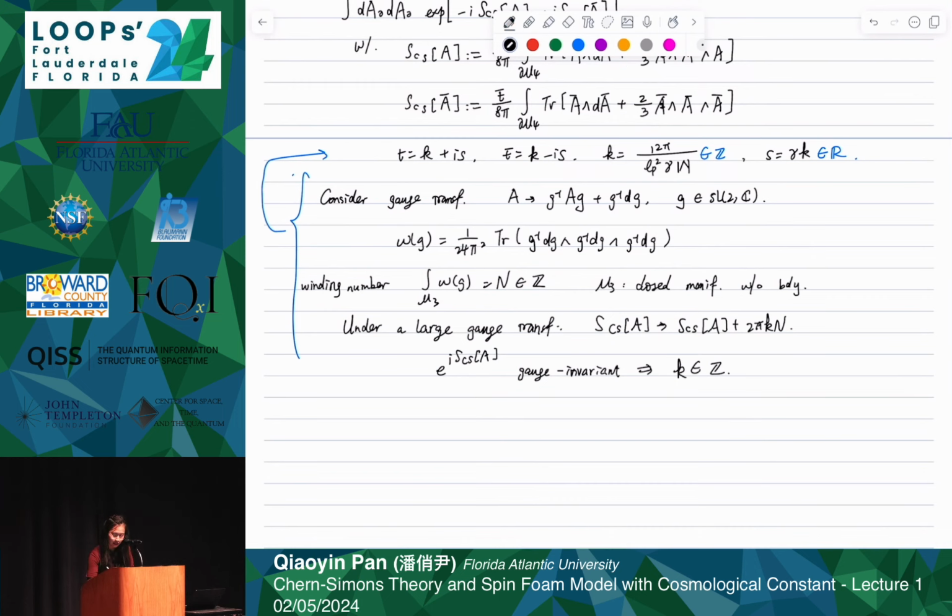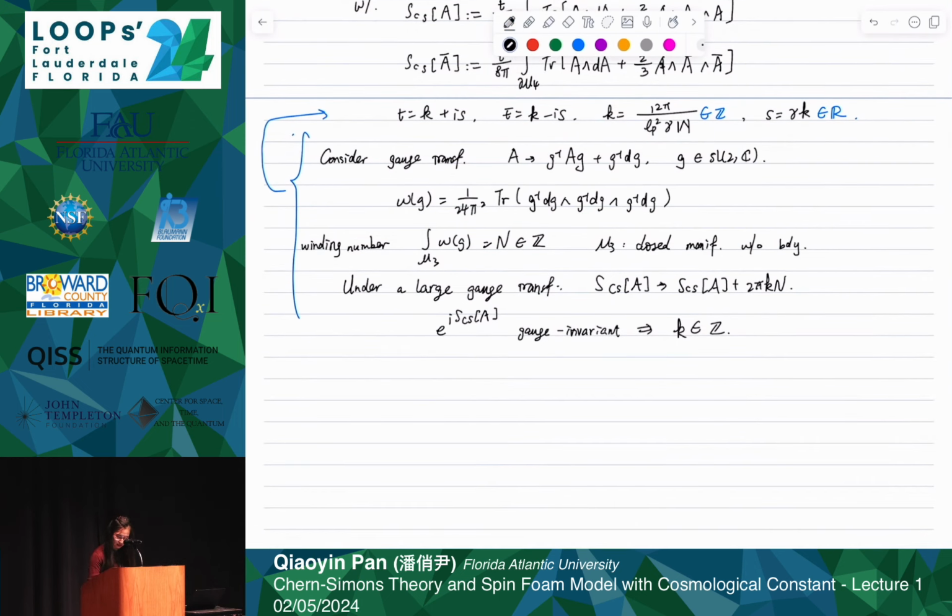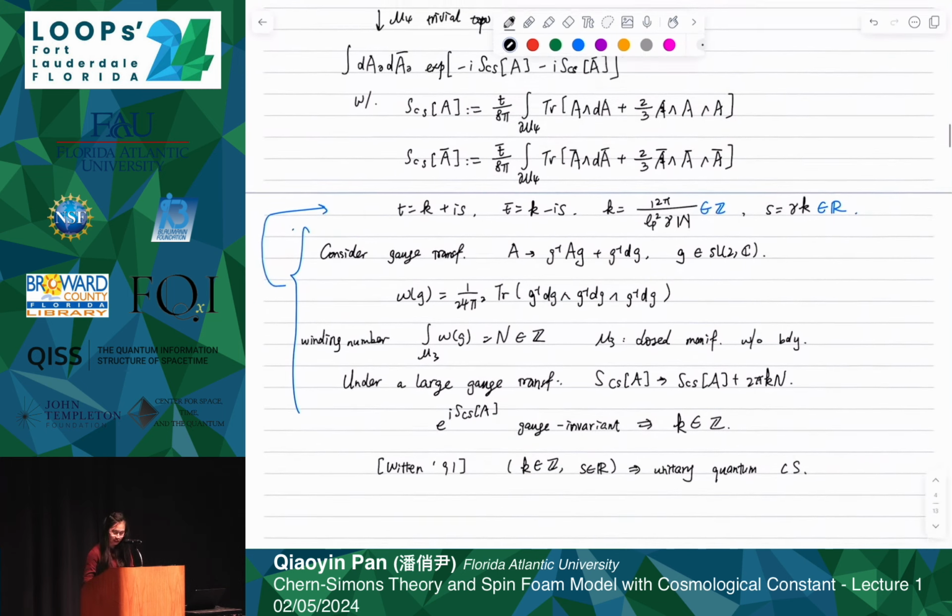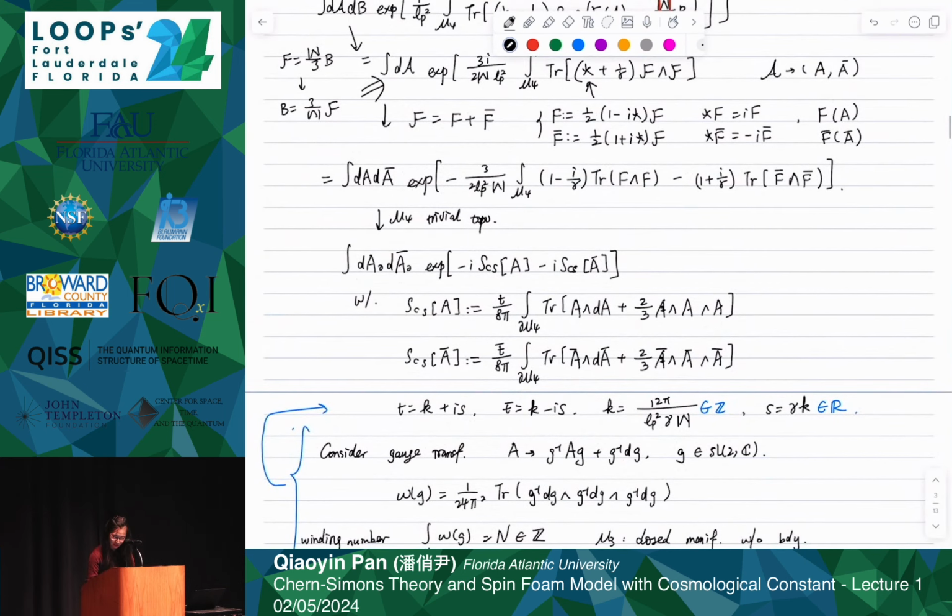And this is discussed in Witten's paper in 1991. And it says that when the coupling constant of the complex Chern-Simons theory has a real part that is an integer and an imaginary part that is real, then we will get a unitary quantum Chern-Simons theory. Okay, so after that, let's continue. Where are we? Well, we were here.